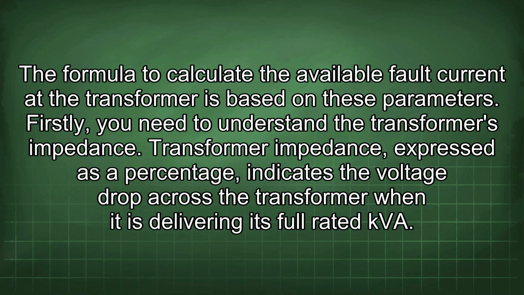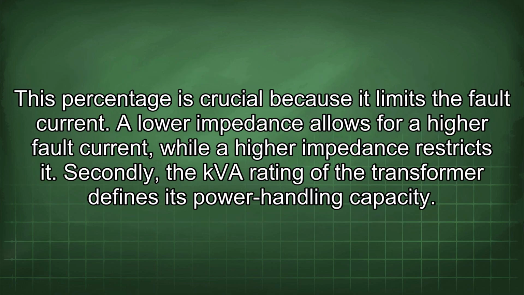Firstly, you need to understand the transformer's impedance. Transformer impedance, expressed as a percentage, indicates the voltage drop across the transformer when it is delivering its full rated kVA. This percentage is crucial because it limits the fault current. A lower impedance allows for a higher fault current, while a higher impedance restricts it.